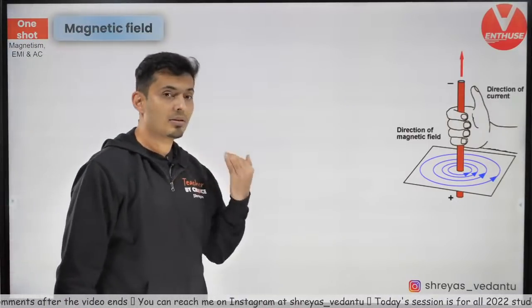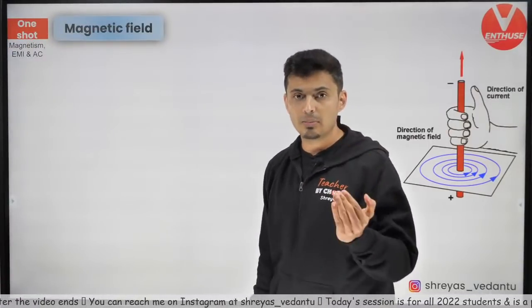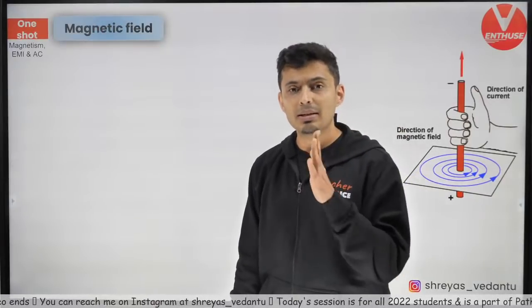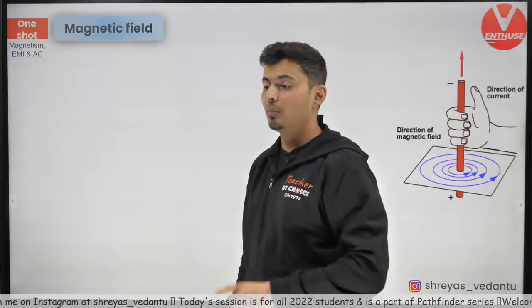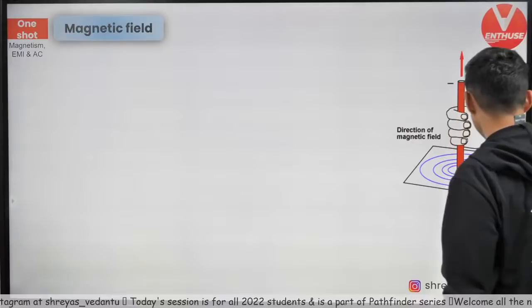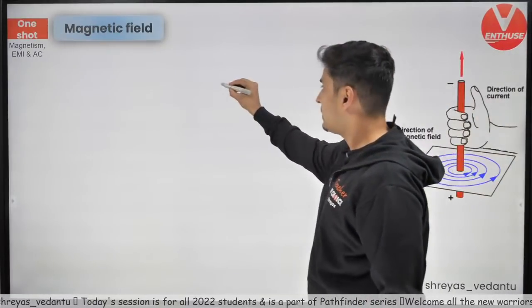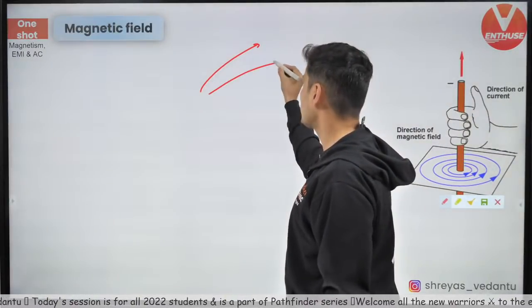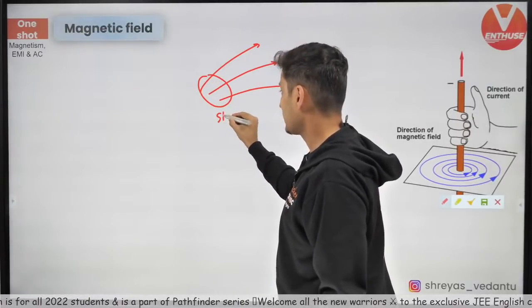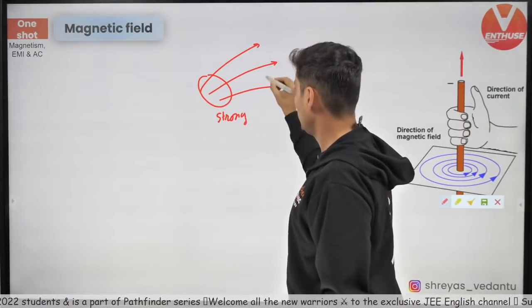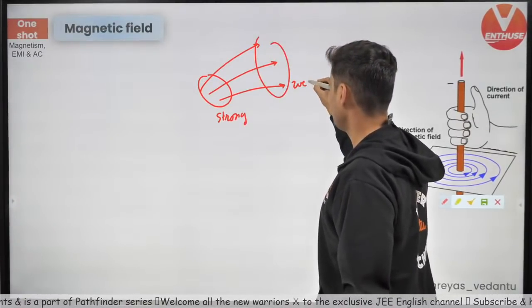Magnetic field has certain properties which you need to remember. Most of the properties are similar to electric field except for one. Which is that property? Come on, let's see. How many of you can remember that? See, one of the properties is that wherever the field is strong, the field lines are closely packed. Here it is going to be very strong. Here it is going to be very, very weak.